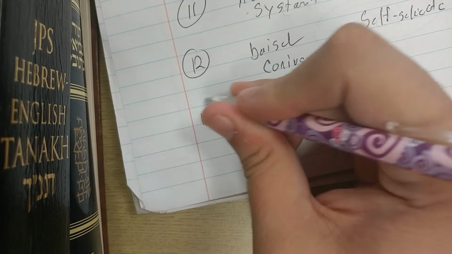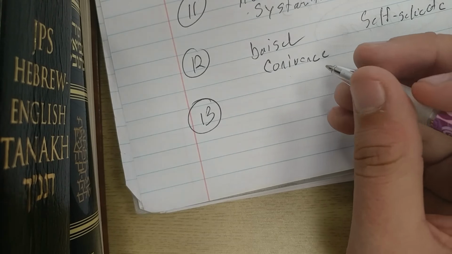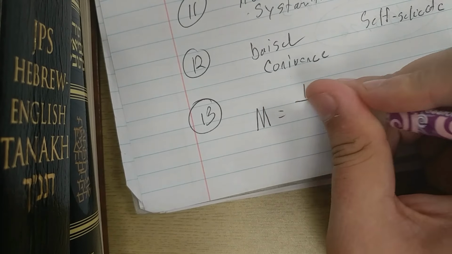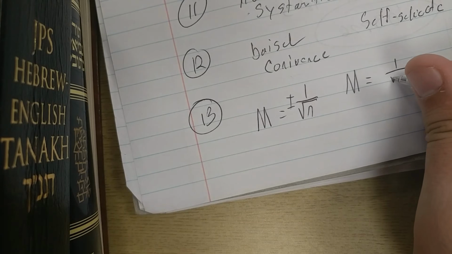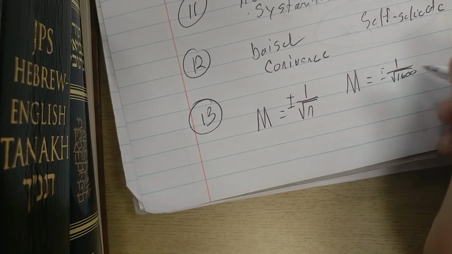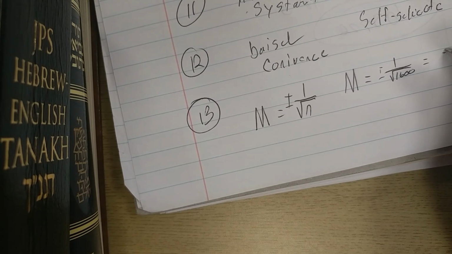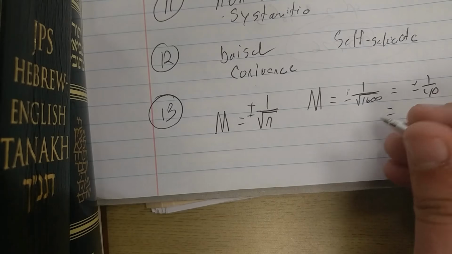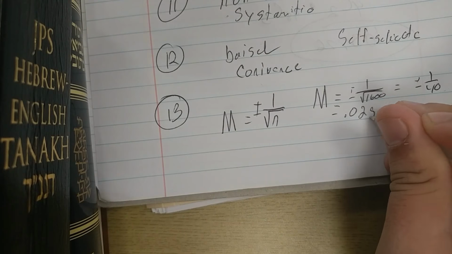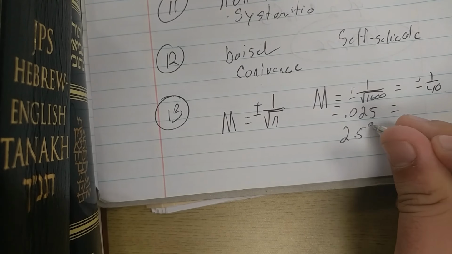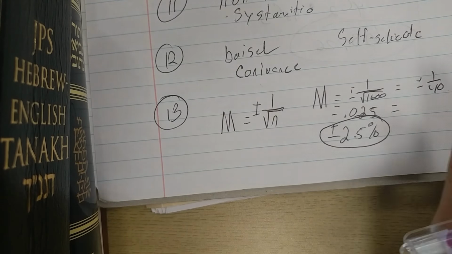Let's do number 13. Number 13, find the margin of error. So the formula for margin of error is capital M equals 1 over the square root of n, plus or minus. So the margin of error should equal 1 over the square root of 1600, plus or minus, which is the same thing as 1 over 40, plus or minus, which is 0.025. But you want it as a percent, so 2.5%. So the margin of error is plus or minus 2.5%.